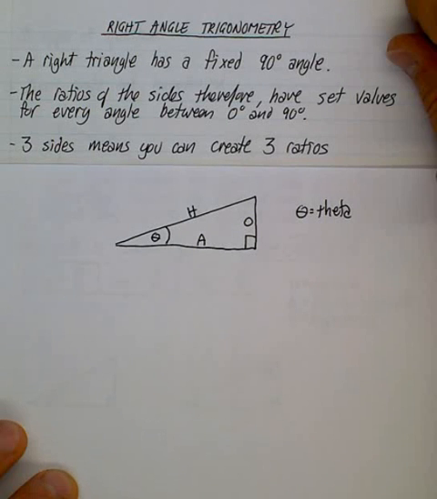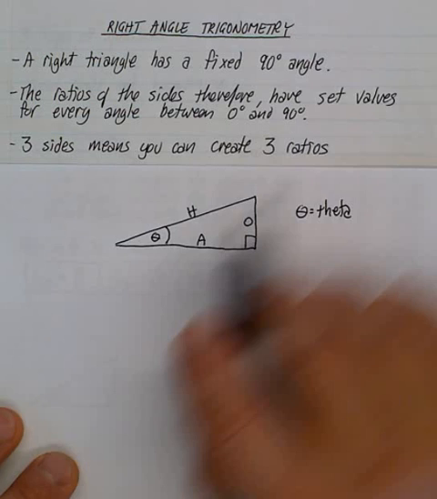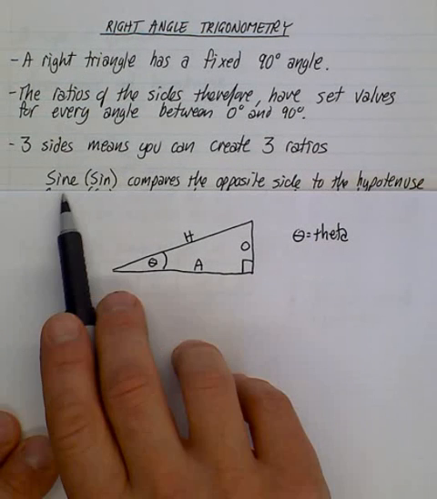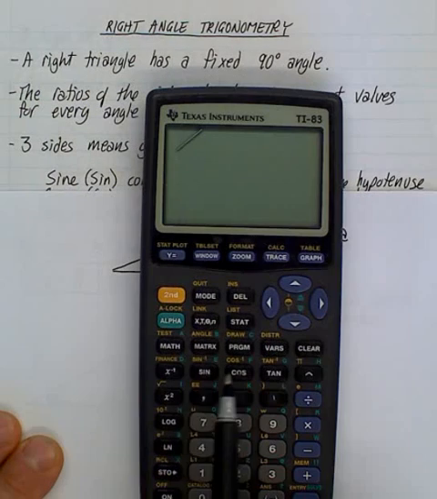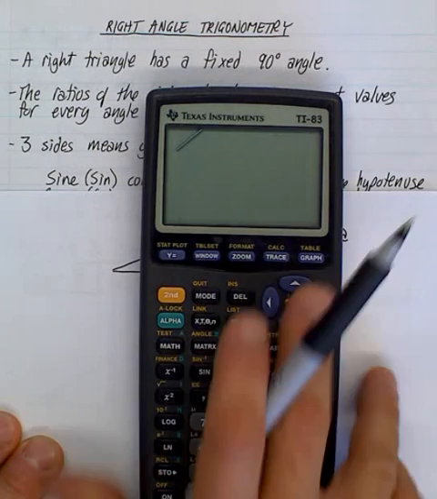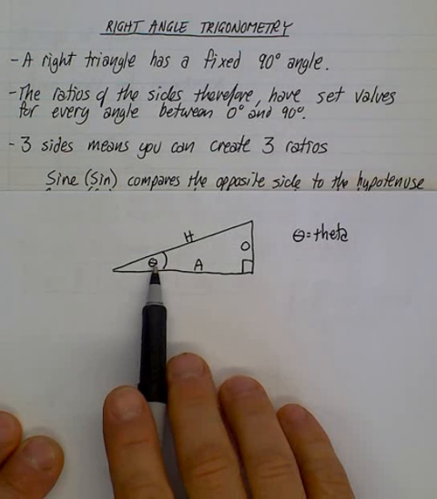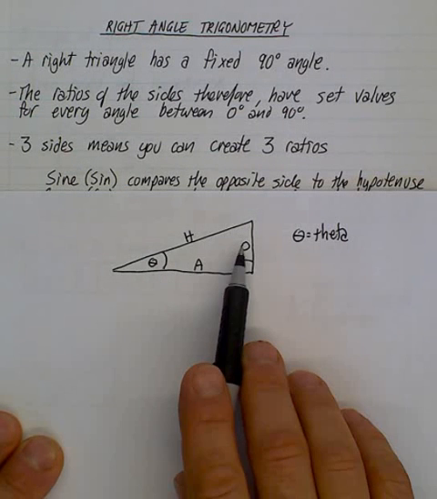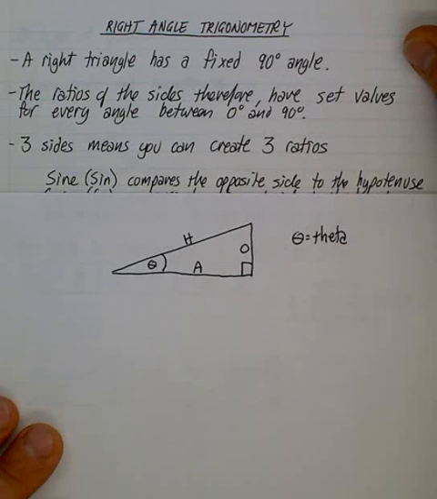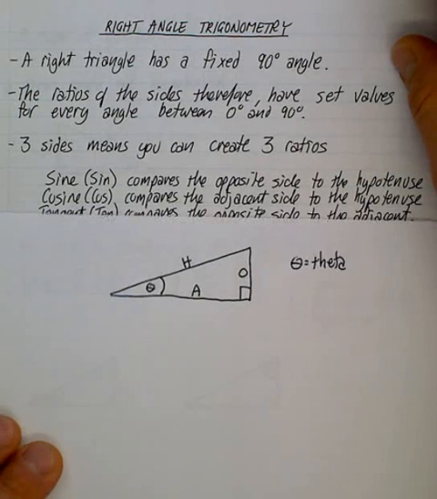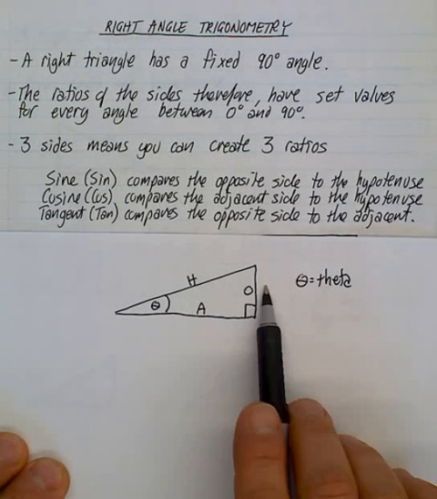Now, the ratios that we can compare are this, for example. Here's sine. You guys have seen sine before. It's on your calculator, right? Here's the button for sin right there. On your other calculators, it's going to look the same way. So the sine of an angle compares the opposite to the hypotenuse. The cosine compares the adjacent to the hypotenuse, and the tangent compares the opposite to the adjacent.